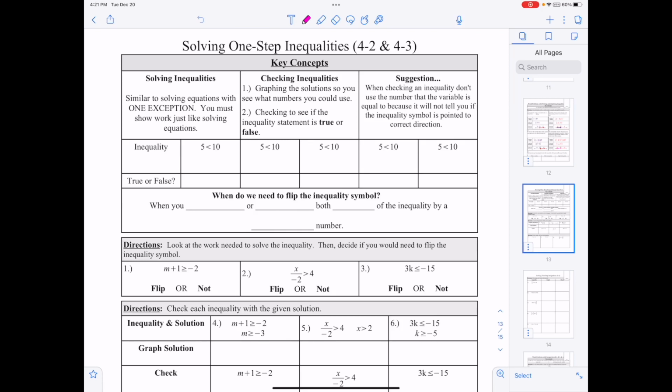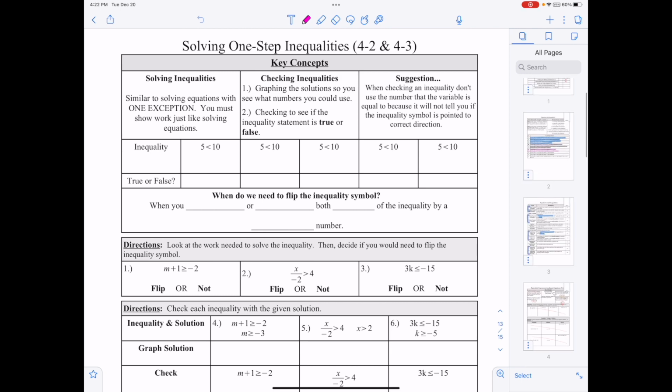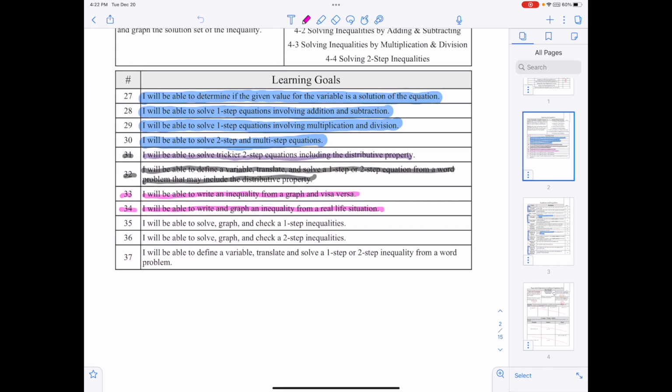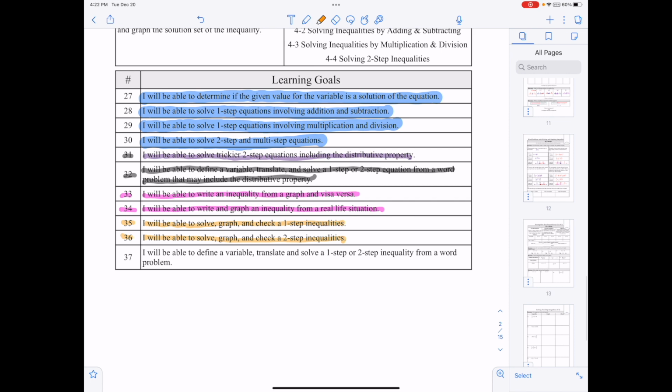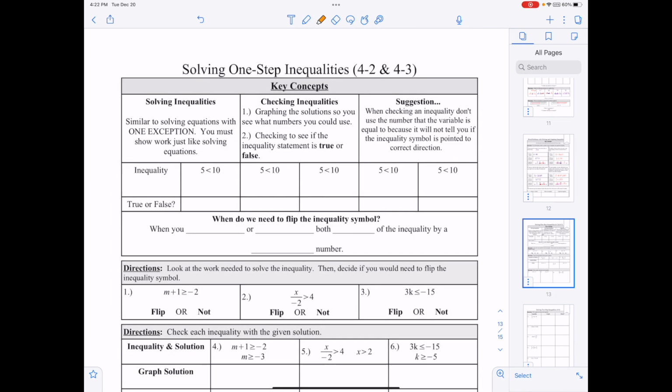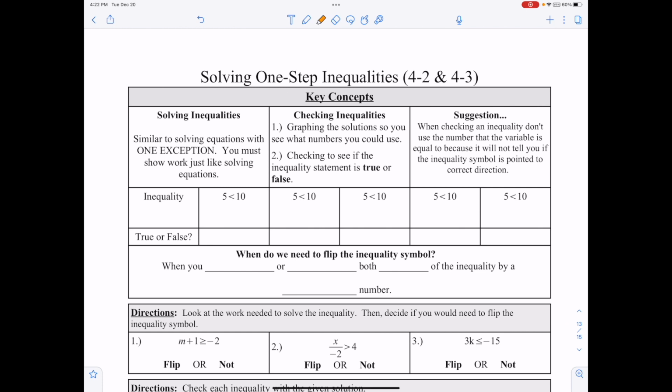All right, let's go ahead and take a look at your next lesson, which is solving one-step and two-step inequalities. Heading up to your learning goals, we are going to focus now on learning goal 35. I'll be able to solve, graph, and check one-step inequalities, as well as 36, doing the same thing with two-step inequalities. And actually, I'm sort of going to combine these two lessons, just because if you can handle two-step, then you can handle one-step.